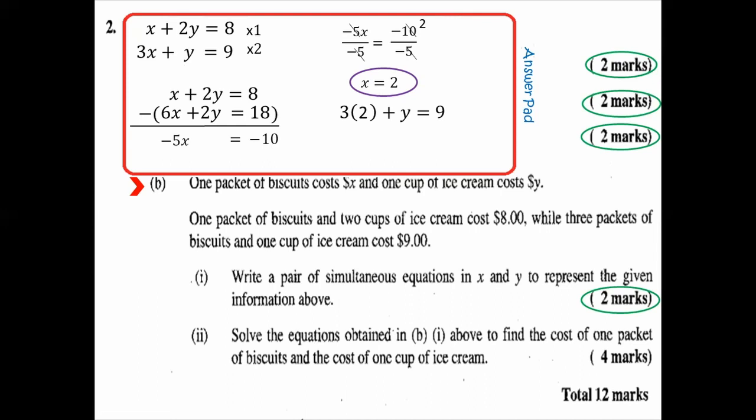3 times 2 is 6. And what we're going to do is subtract 6 from the 9. And then y is equal to 3. And that's the end of it for 4 marks. All that we have done so far, the factorizing plus this simultaneous equation here, values 12 marks, right?